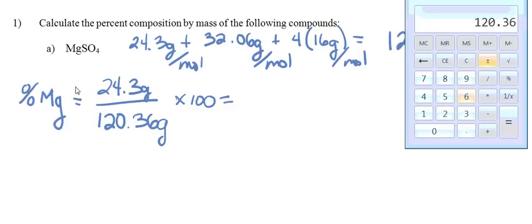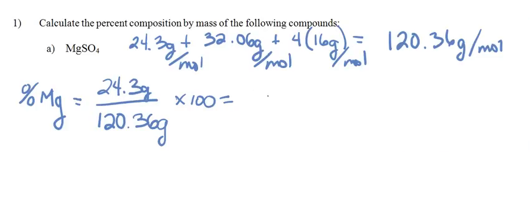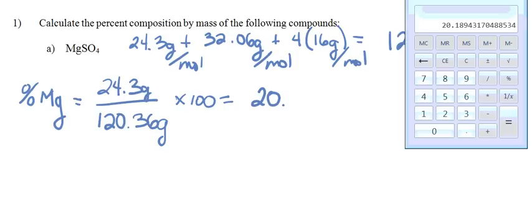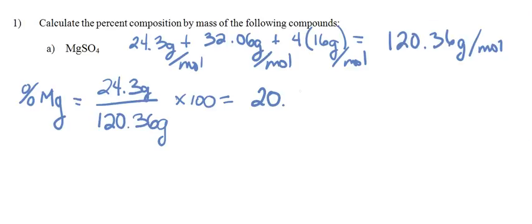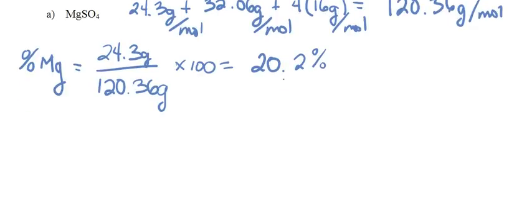All right, so I'm going to take 24.3 divided by my total mass, which is 120.36, and that gives me that value right there. Then I multiply that by 100. So I have 20 point, I think it was 21, 20 point, we'll say 2. Let's just go 1 decimal, so we'll round that up. So the mass percent for magnesium is 20.2%.